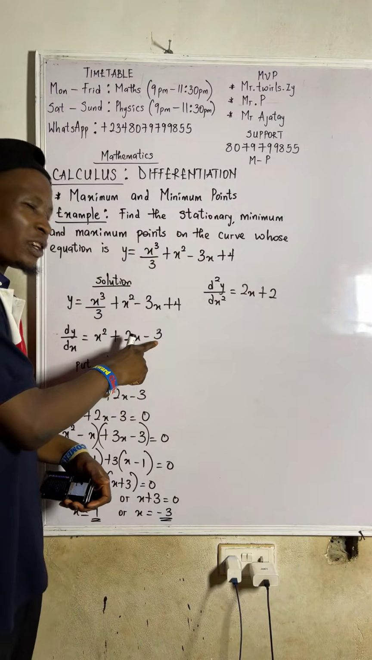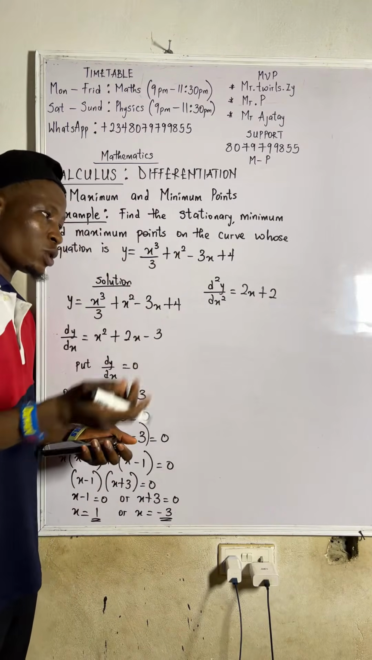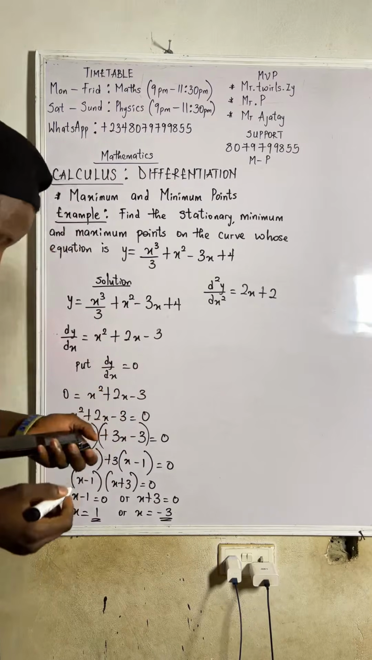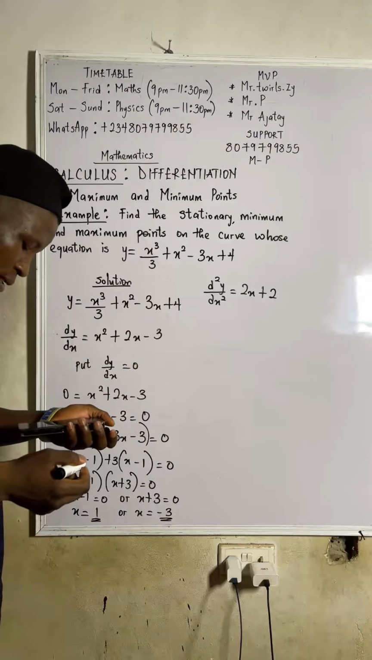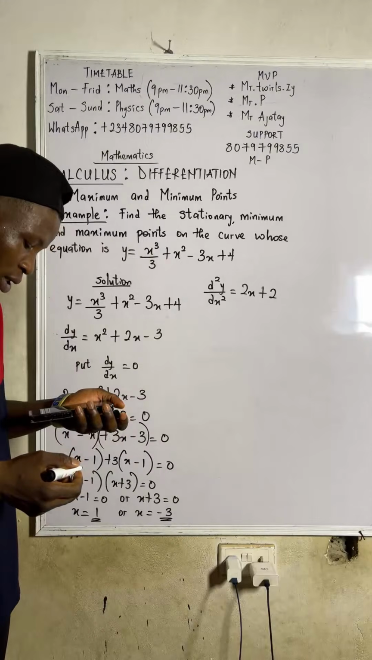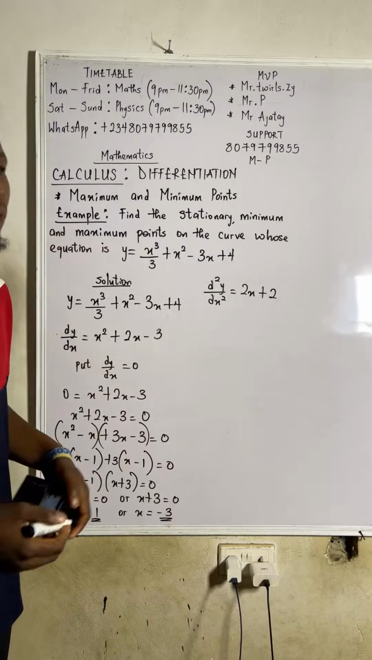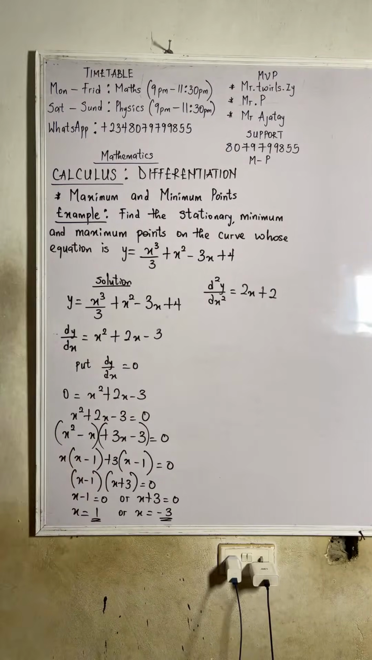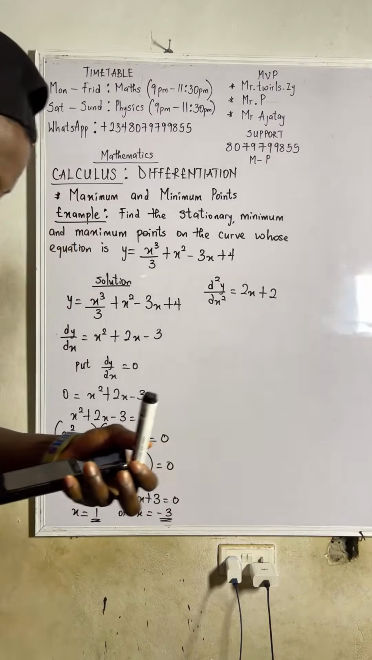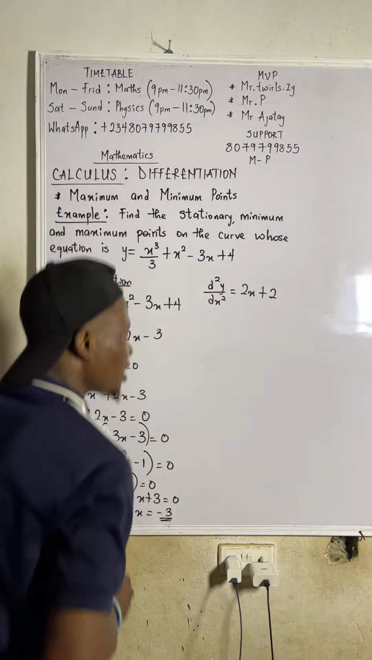Then when you differentiate 3, what is it? A constant. When you differentiate a constant, it is not 3. It's not x. So when you differentiate 3, what is it? A constant is 0 now. I told you, when you differentiate a constant, it is 0. Whenever you differentiate a constant, it is 0. Please don't forget.